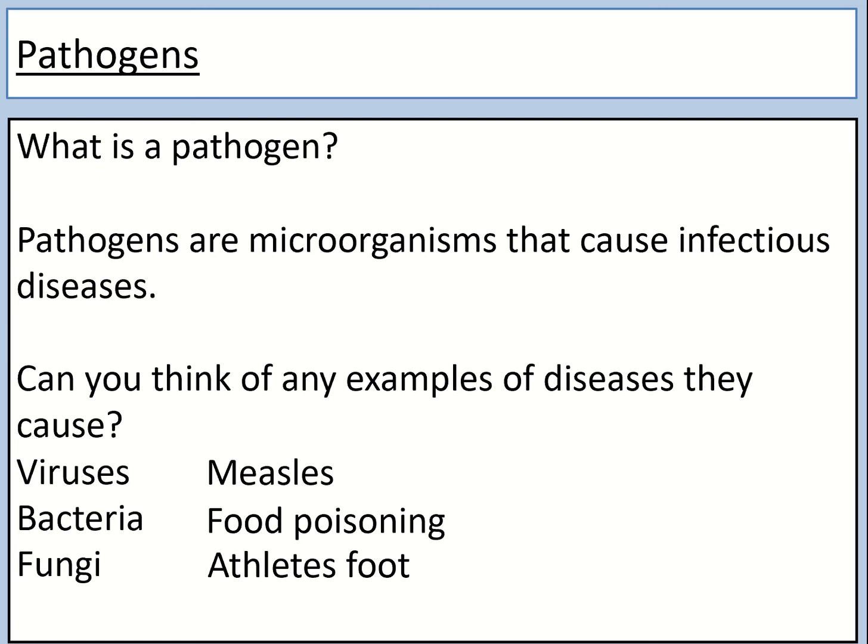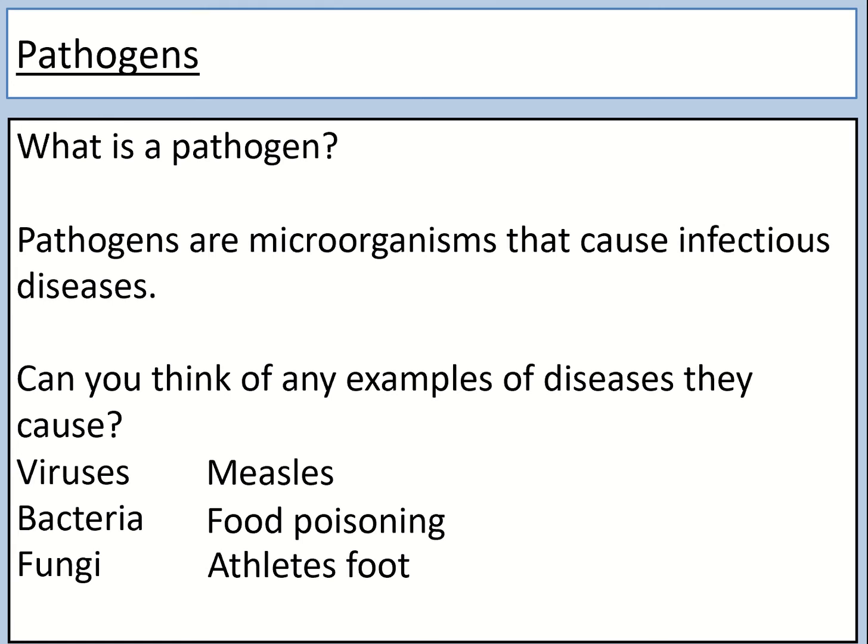So we're going to look at a very small number. I don't want you to go worrying about pathogens, especially with what's on our news all the time at the moment about coronavirus. So pathogens are disease-causing microbes. Hopefully you've jotted that down.